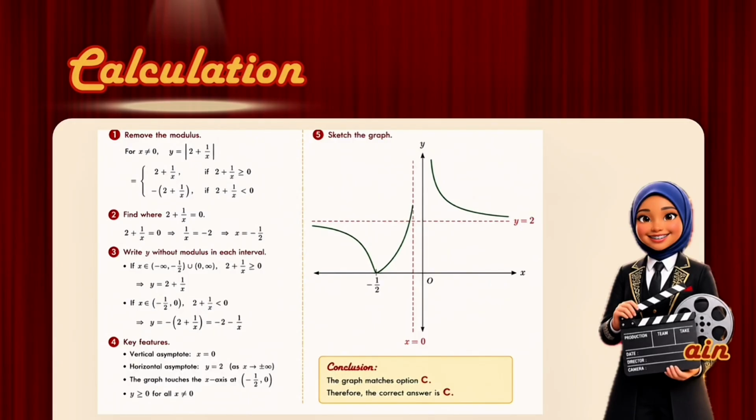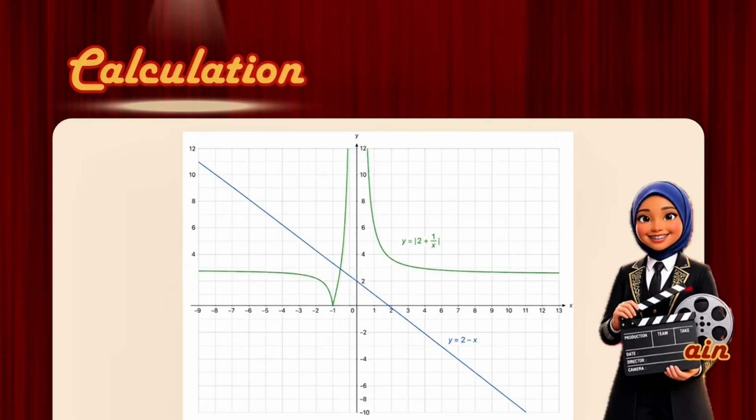Because this function contains a modulus, all its y values must be 0 or positive. Any part of the original graph below the x-axis is reflected above it. Therefore, the correct graph has a vertical asymptote at x equals 0, a horizontal asymptote at y equals 2, and touches the x-axis at (-1/2, 0). Hence, the correct answer is C.